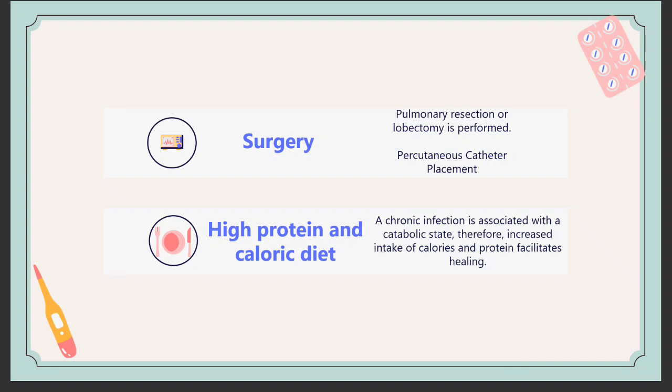Then we have our high protein and caloric diet. A chronic infection is associated with a catabolic state. Therefore, increased intake of calories and protein facilitates healing. A catabolic state is when the body is breaking down or losing overall mass, both fat and muscle body mass. So, kailangan mataas ang ating protein and caloric diet.